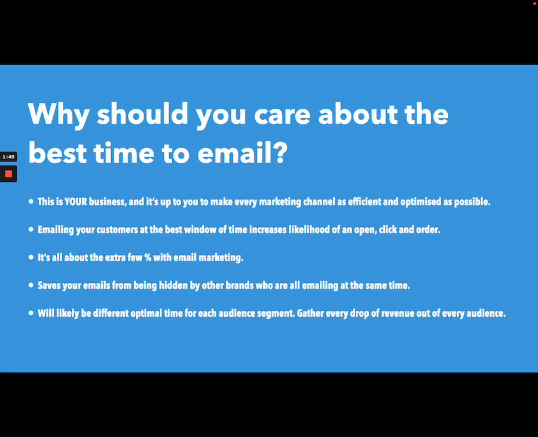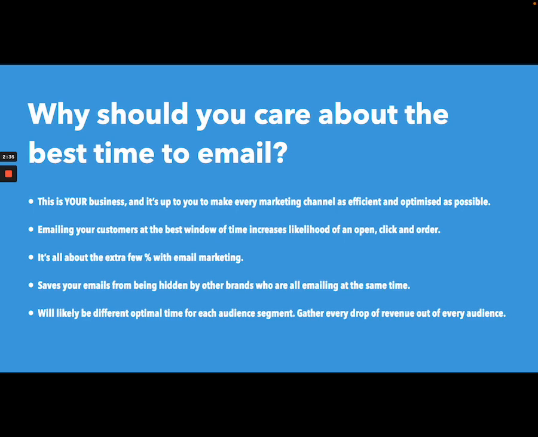And with email, when you're emailing your customers at the best window of time, the likelihood of getting an open is much higher. And when I say much higher, it doesn't have to be necessarily even that much higher from a percentage perspective, but when we're talking about email segments and different segments that you have, there could be a big difference between a couple of percentage points of an open rate. So as I say, it increases the likelihood of an open, and therefore the likelihood of a click and an order as well, because that's how email typically is. It's all just kind of a funnel going from open to click to order.